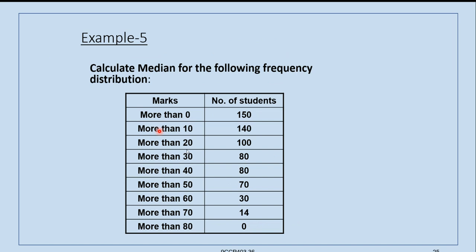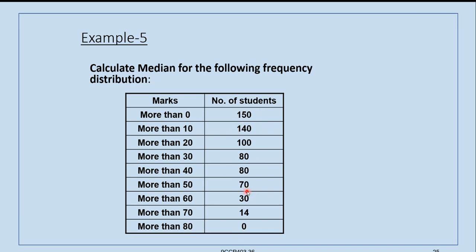We'll take another example. So more than 0, please observe. More than 0 means above 0. So the lower limit is 0 for this class interval. This class interval's lower limit is 0 and upper limit is 10, because 10 is the lower limit of the next class interval. So 0 to 10, 10 to 20, 20 to 30, 30 to 40, 40 to 50, 50 to 60, 60 to 70, 70 to 80, 80 to 90.